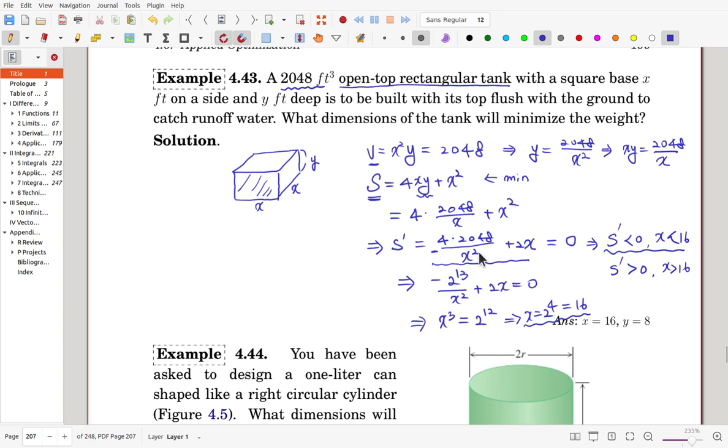So from here you can check it quite easily. That means on the left-hand side S is going down, and on the right side of 16 S is going up, which means that at x equals 16 it has the minimum value. Okay, in this way you can check it. At your level, once you can find one critical point, then the value at the critical point is what you need.